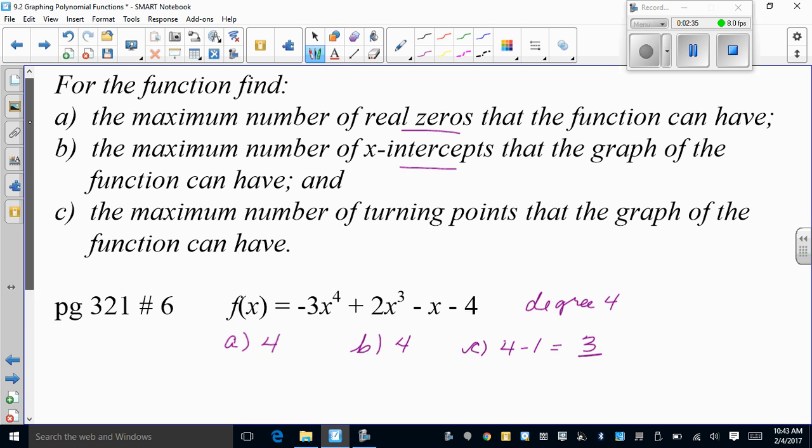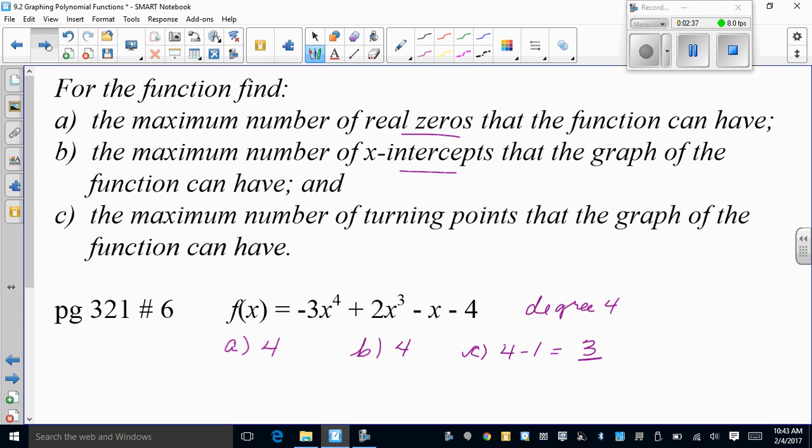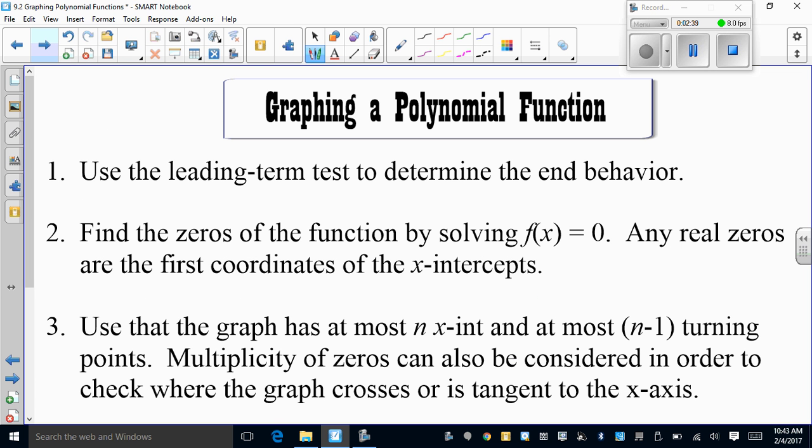There's only one example there. Okay, and then they get into graphing. So now all of these steps are just here to help you out. Use a leading term test to determine the end behavior, if it's going up, down, one's down, whatever's going on. Find the zeros of the function by solving f of x equals 0, so that's the last section. Any real zeros, use these as the first coordinates of the x-intercepts. So you're going to plug those in to figure out where the graph is at.